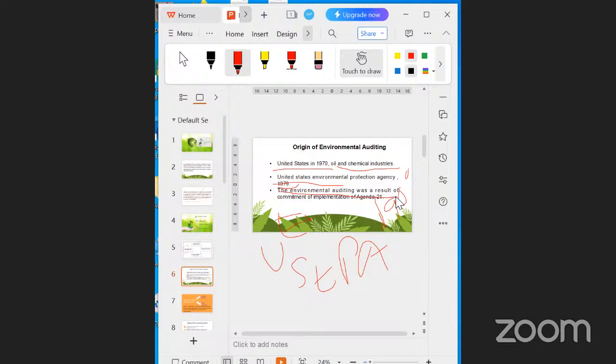Environmental auditing was a result of the commitment to implementation of Agenda 21. So what is this Agenda 21? It was one of the documents that was discussed during the Earth Summit in the year 1992.